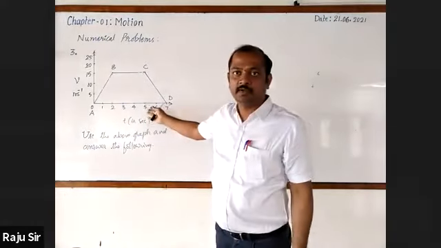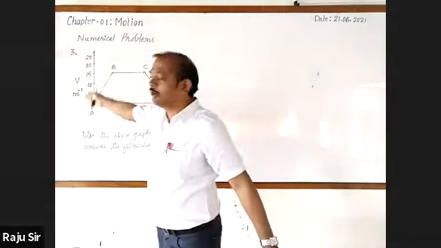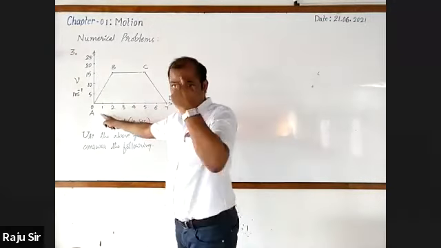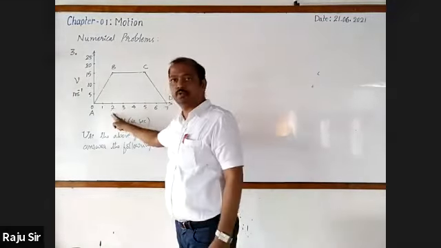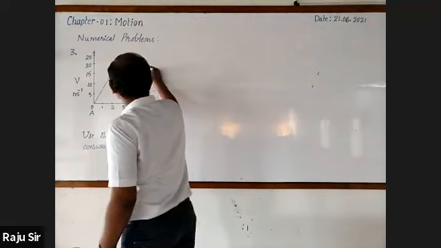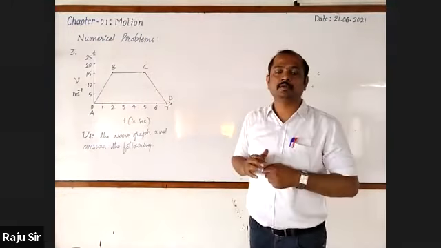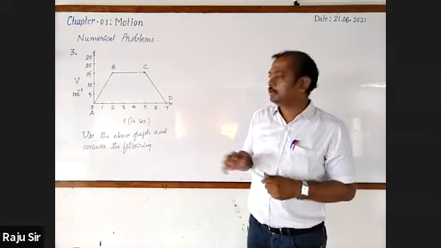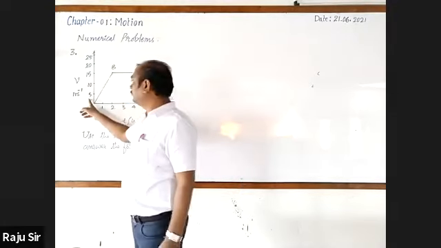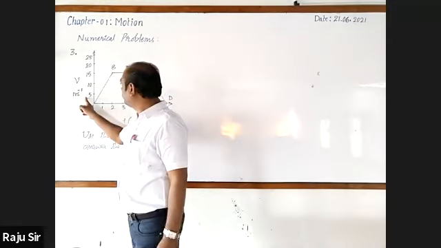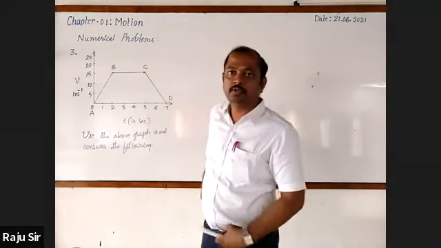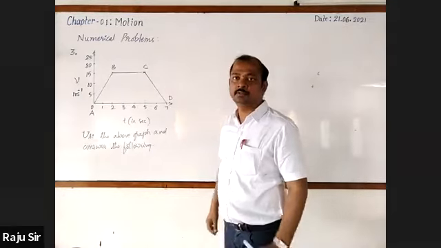Let's copy this. Time axis, then velocity axis. In the time axis, for every unit, 1 second: 1, 2, 3, 4, 5, 6, up to 7. Next, in the velocity axis, for every 1 unit, we have taken 5 meters per second: 5, 10, 15, 20 and 25 meters per second.